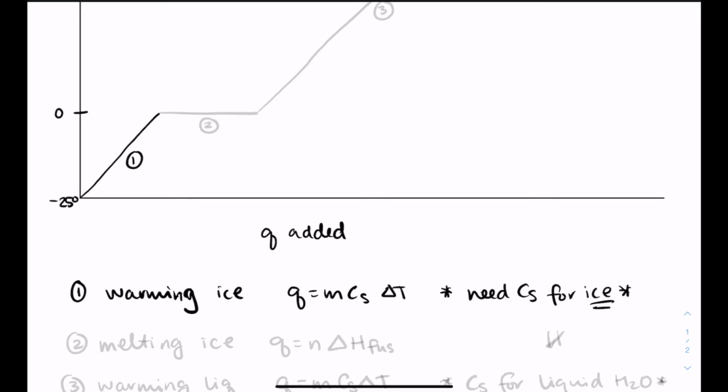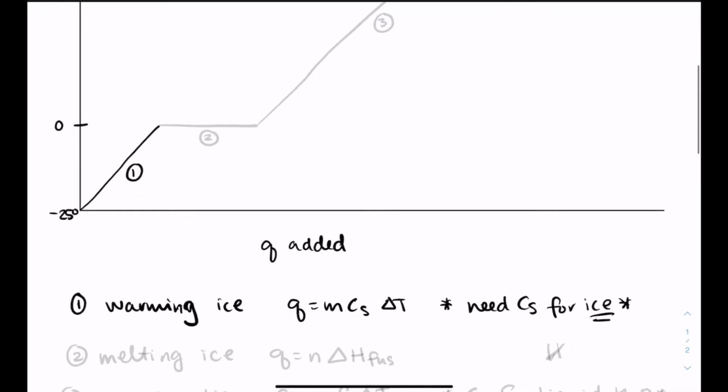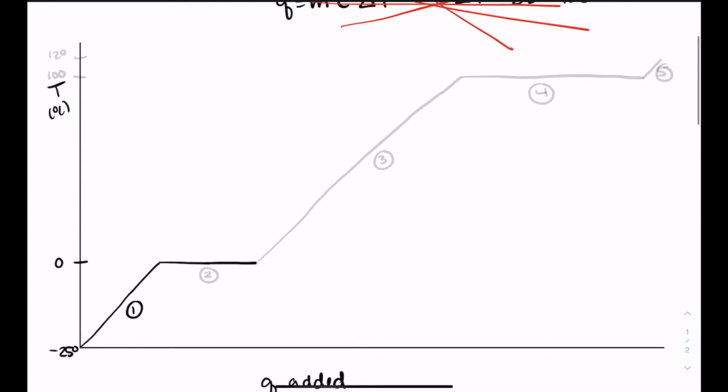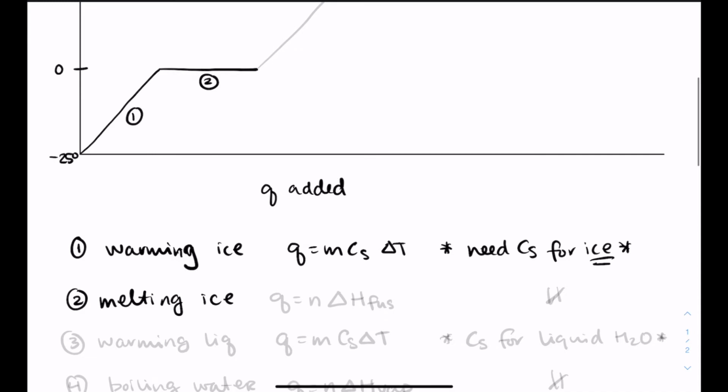Now, once I have it at 0 degrees, I'm going to melt it. And the amount of heat that it takes to melt the ice depends on the enthalpy of fusion, for which you need the number of moles. So I need number of moles times enthalpy of fusion. There's no temperature change. All of the heat that I put in will go toward turning it into liquid water at 0 degrees Celsius. So this section of my heating curve will be completely flat. There's no change in temperature, but I am adding heat for this to happen.